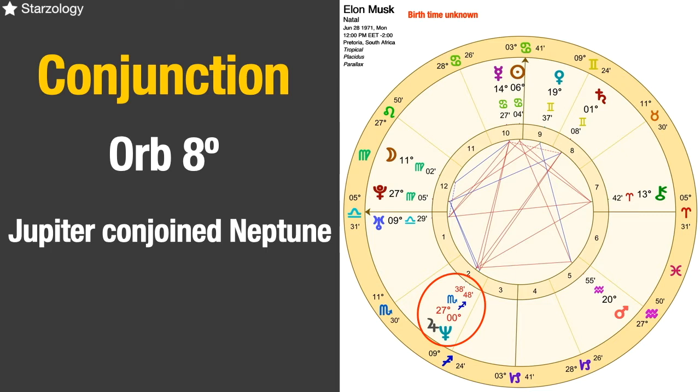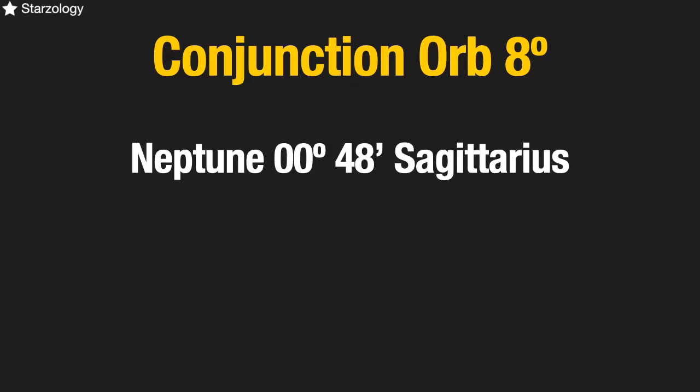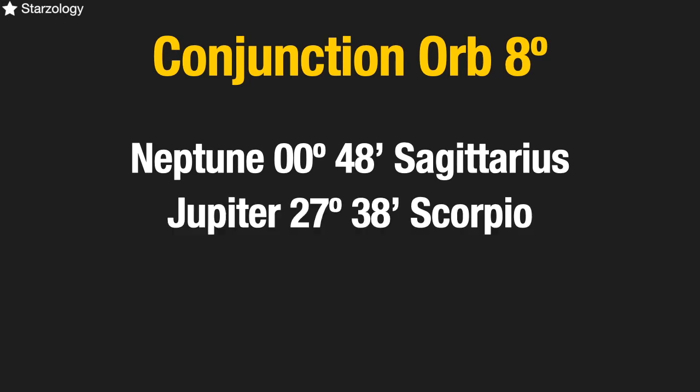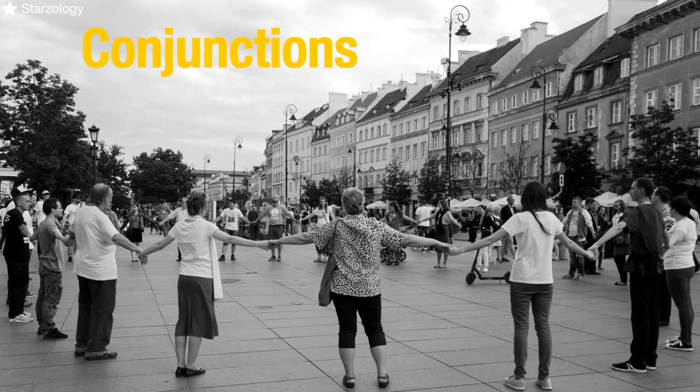Those are 2 planets that look close together, and we're going to work out whether they are indeed less than 8 degrees apart. The conjunction orb is 8, where Neptune is at 0°48 Sagittarius and Jupiter is at 27°38 Scorpio. Neptune is further along the zodiac than Jupiter, and the difference between those 2 positions is 3 degrees and 10 minutes. Because 3 degrees and 10 minutes is less than 8 degrees, these 2 planets are indeed conjunct in his chart. Let's have another look at an example of a conjunction.